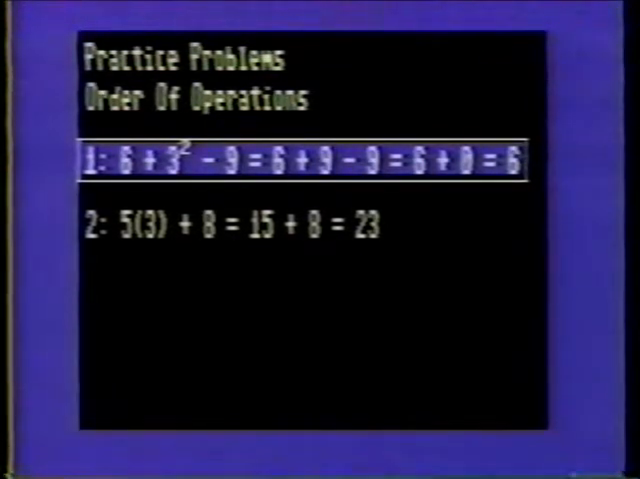Problem 1. First, you must be able to recognize which factors in the problems represent the highest order of operation. In this problem, the exponential term 3 squared is the highest order of operation. 3 squared is 9. Now we have 6 plus 9 minus 9. If you have noticed, you have a plus 9 and a minus 9. Plus 9 minus 9 is 0. Next, simply solve the problem from left to right to get 6 plus 0 is 6.